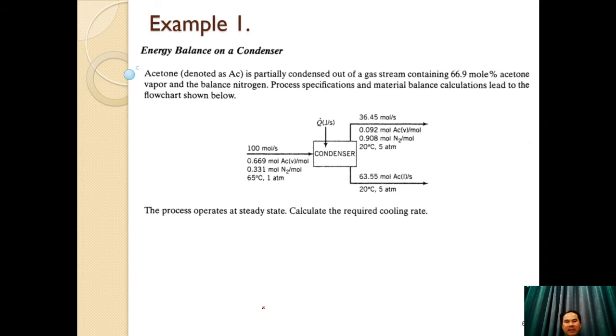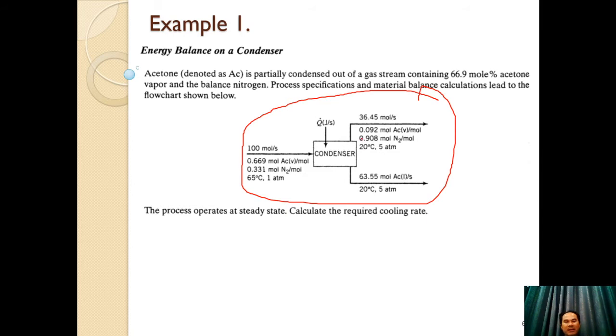Okay, let me give you an example. We talk about acetone, denoted as AC. It is partially condensed out of a gas stream containing 66.9 mole percent acetone vapor, and the balance is nitrogen. The process specification and material balance are shown here. We feed 100 mole per second of gas, with 66.9% acetone and 33.1% nitrogen, in the vapor phase at 65 degrees Celsius and 1.80 atm to the condenser. After the condenser, the acetone partially condenses into the liquid phase.